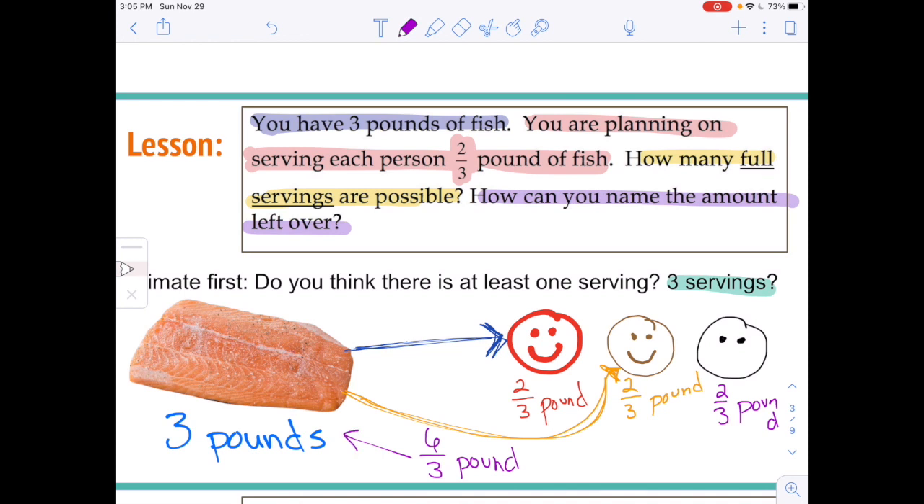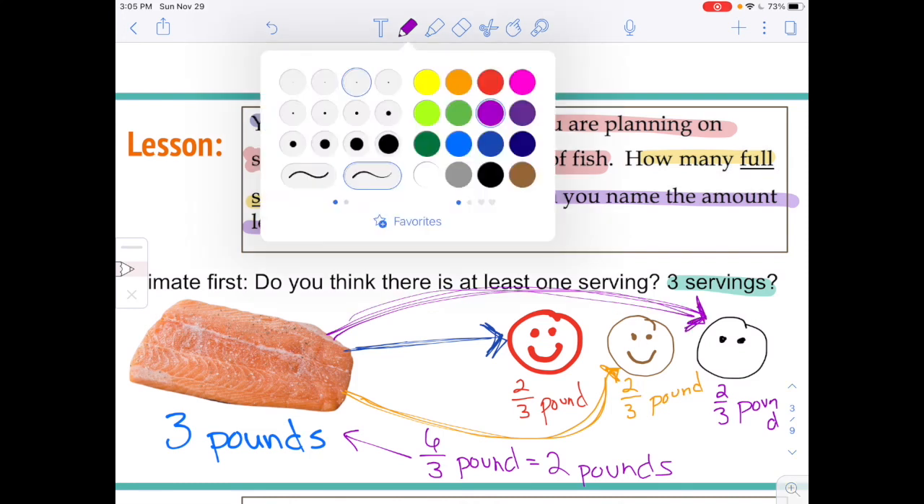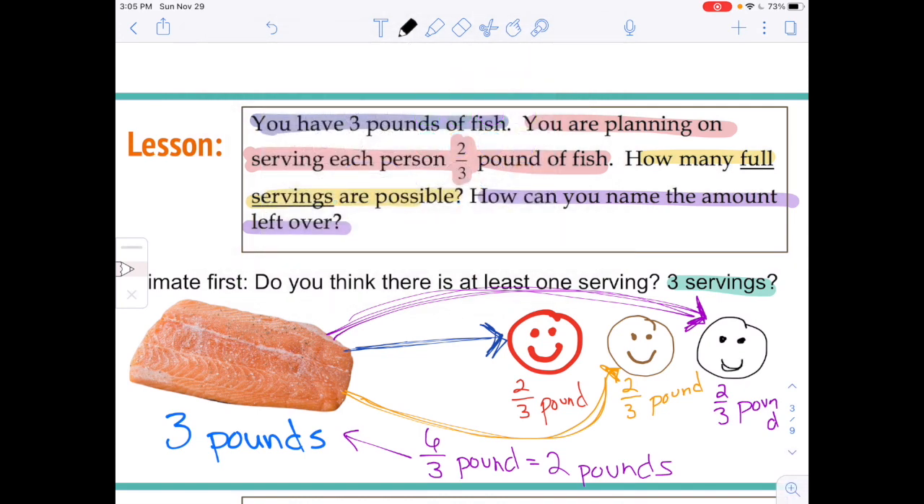Well, I know 6 divided by 3 is 2 pounds. So if I give this last person 2/3 of a pound, I've only used 2 pounds so far. So yes, I can get 3 servings to that person. So we'll give them a smiley face too.